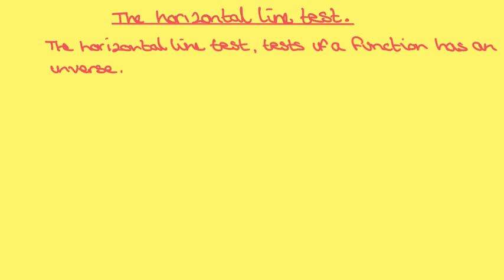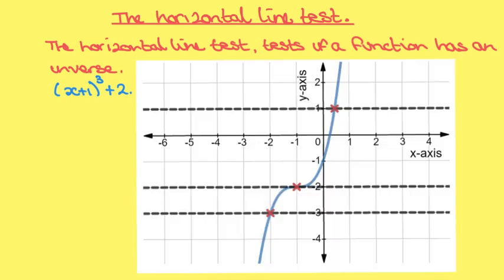The horizontal line test. The horizontal line test tests if a function has an inverse. Not all functions have an inverse. In some functions, in order to have an inverse, we need to limit the domain. Take the graph of the equation x plus 1 all cubed plus 2. If we perform the horizontal line test, we should be able to draw horizontal lines anywhere on the graph, and the horizontal line will only touch the graph at one point.